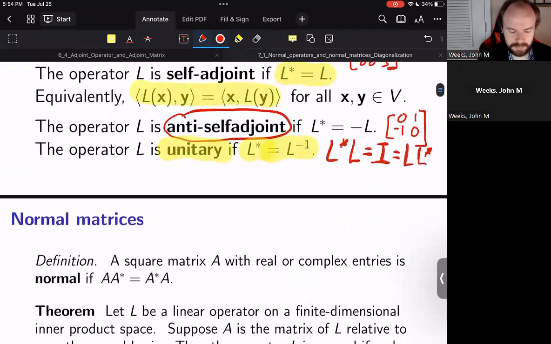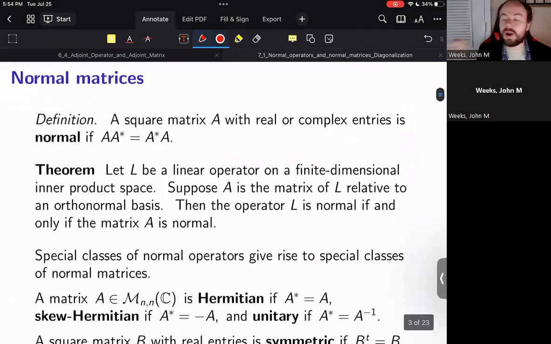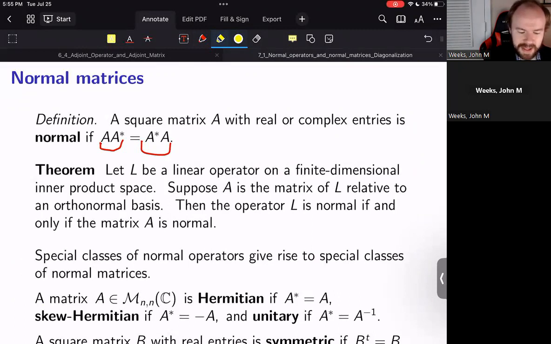Okay. So normal matrices are going to be the analogs for these for finite dimensional vector spaces. That's whenever A A star gives you the same thing as A star A. That means that these two matrices commute with each other. So here's a neat theorem that will help us out in the future. Let L be a linear operator on a finite dimensional inner product space. We're looking at things like R^n or something like this. And let's suppose that A is the matrix of L relative to an orthonormal basis. Then the operator L is normal if and only if the matrix of that operator is normal.